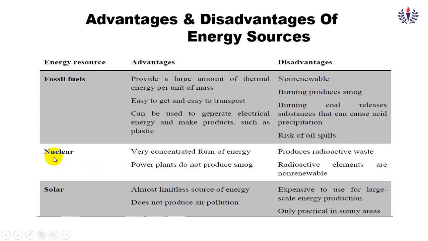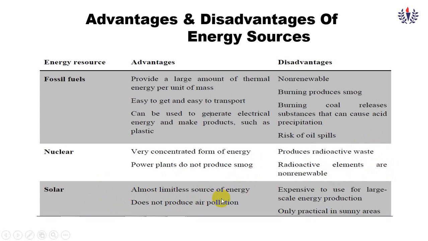Next one is nuclear. It is very concentrated. One pellet can produce energy equal to about 1 gallon of petrol. One pellet is similar to one medicine tablet. It does not produce any smoke, which is one more advantage, but it produces radioactive waste. The waste disposal is very, very risky. If you bury it under the sea, it is very risky. If you bury it under the land, it is also very risky, and it is non-renewable. Radioactive elements cannot be reused.